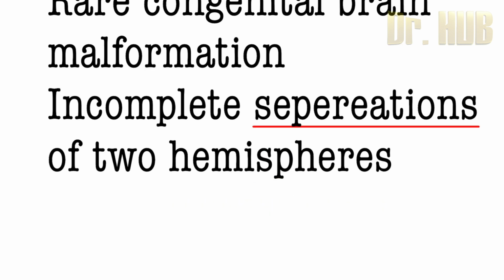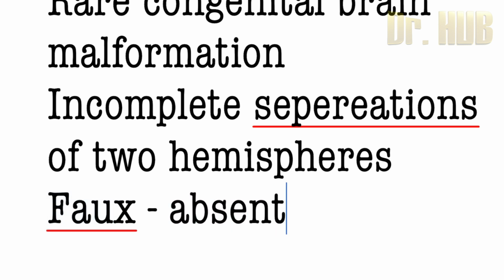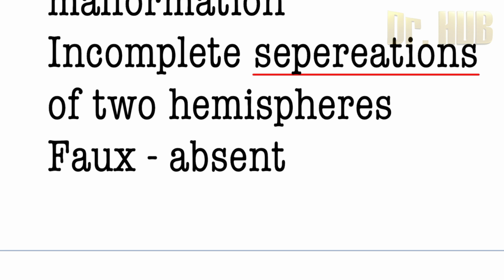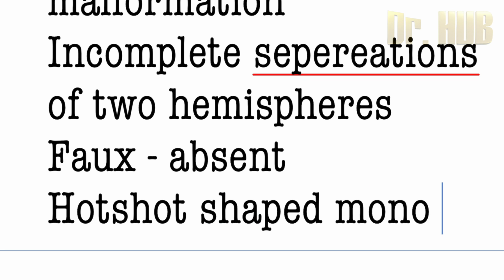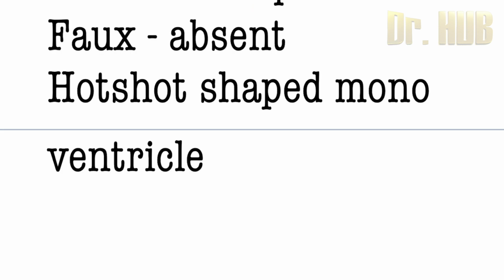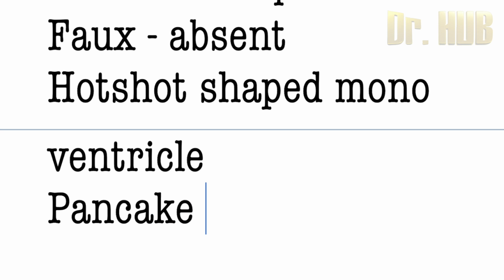Next is the falx. The falx, if you see, is going to be completely absent, and there is also a horseshoe shaped monoventricle. Next, there is the presence of the pancake brain, which is also present.